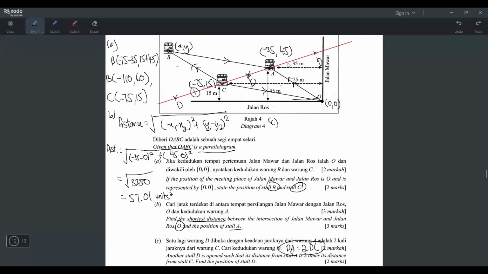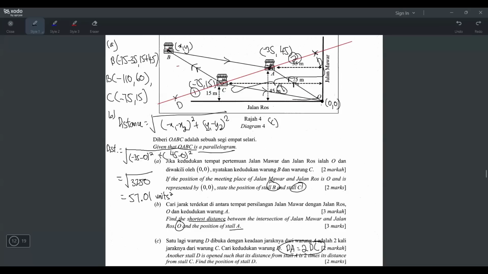Okay, let me ask you. Point D can be here, it can be here, right? But is it possible for point D to be here? So let me explain it. This one I erase first. Is it possible for point D to be somewhere here? It's not possible. Why is it not possible? Because DA is 2 times DC. So the DA ratio is 2, but the DC ratio is 1.